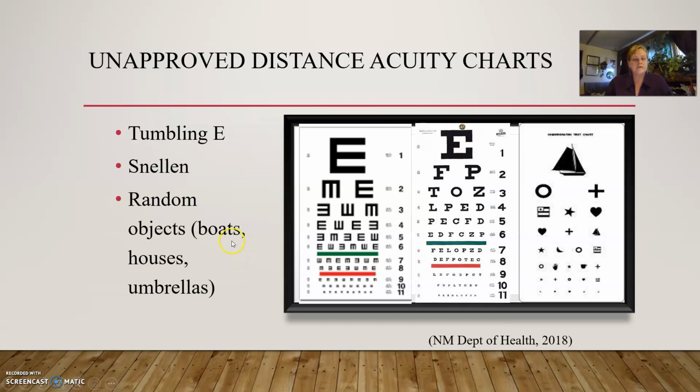Unapproved charts to measure distance acuity: the tumbling E, the Snellen, which is what we use in nursing school and in the hospital in the emergency room. It's okay for general screenings of adults, but we don't want to use them in elementary schools to test students. Or random object charts: boats, hearts, stars, things like that.